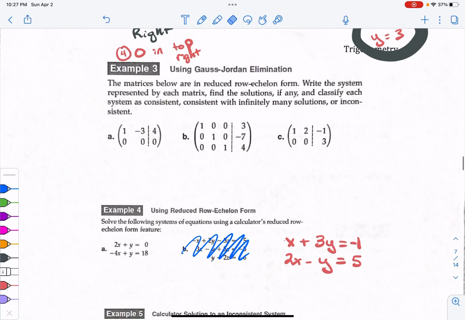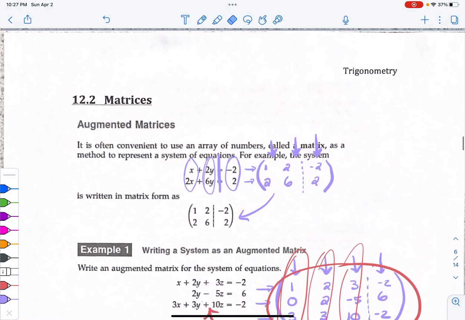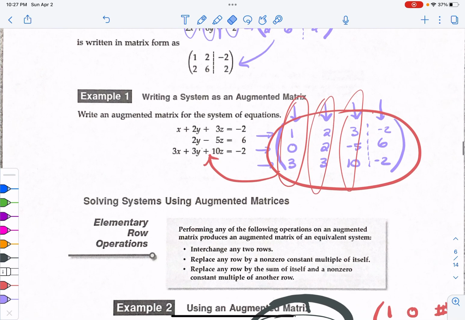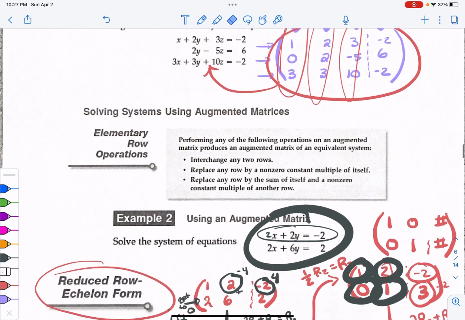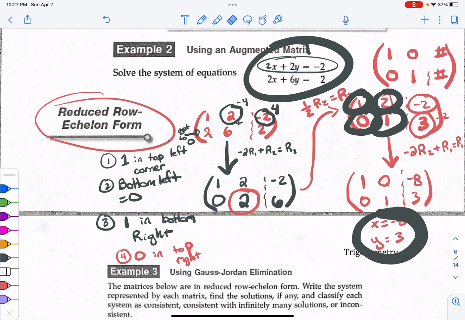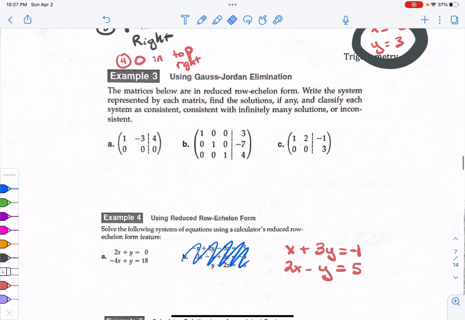Okay, Trig, this is section 12.2, part B. We started talking about solving systems of equations, solving for x, y, and z using matrices and augmenting matrices. We did the reduced row echelon form a little bit yesterday, and that's kind of messy. And we're going to do a couple of those today again.